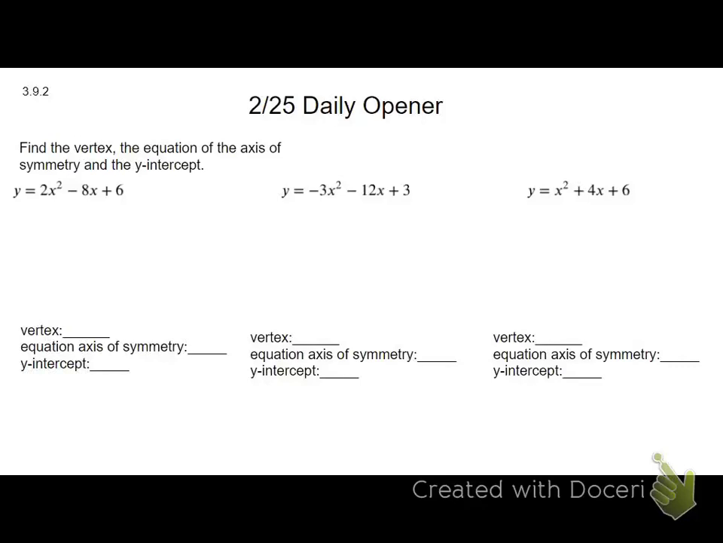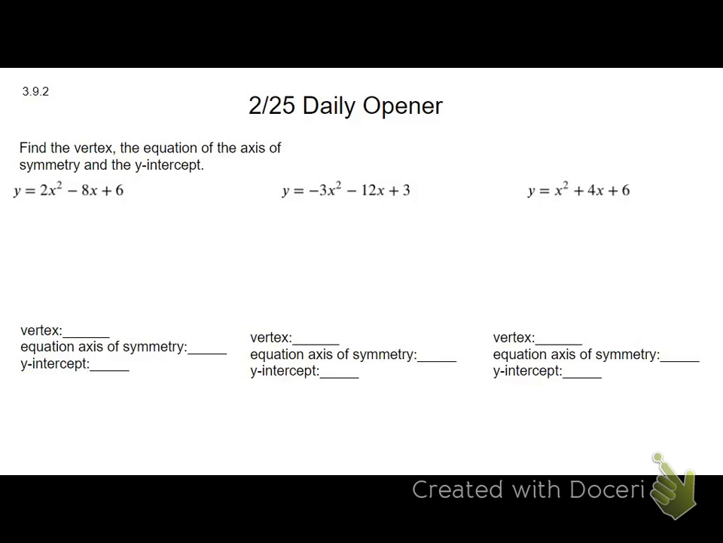So yesterday, our notes, bless you again, was 9.2 characteristics of quadratics. So our opener today is to find the vertex, the equation of the axis of symmetry, and the y-intercept. So how do I know that each of these are going to be a quadratic function? What's the giveaway that each of these equations are quadratic functions? Yeah, the exponent of 2, the degree of 2.